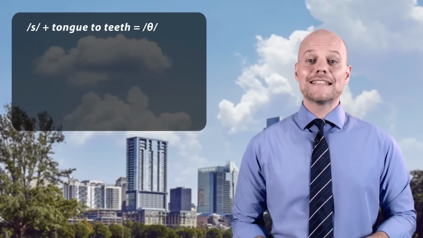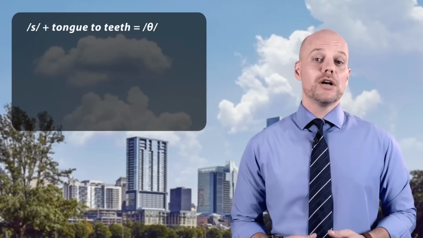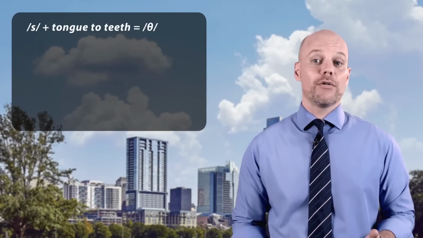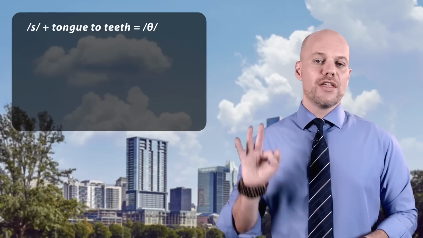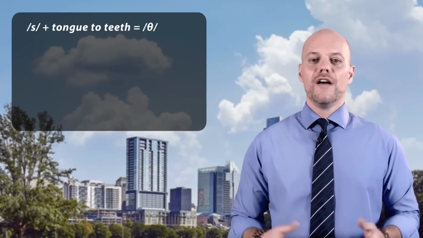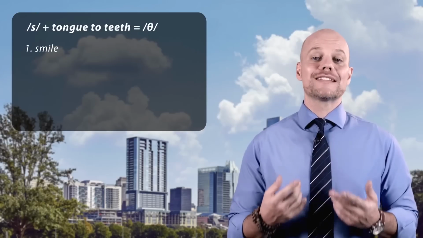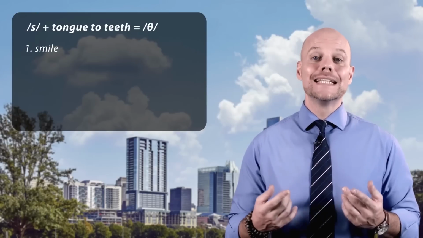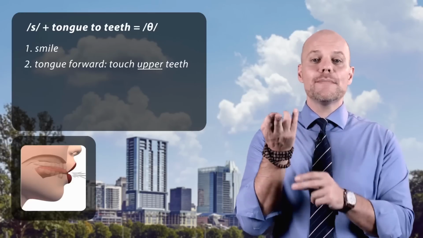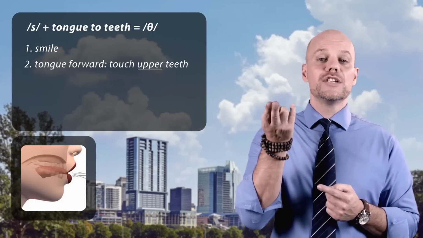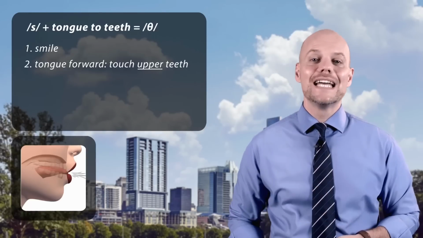Very simply explained, the th sound is like the s sound, but with your tongue sticking out of your mouth. To make the th sound, you need to do three things. First, open your mouth slightly and smile a little. Second, raise the tip of your tongue and touch it softly to the upper teeth.